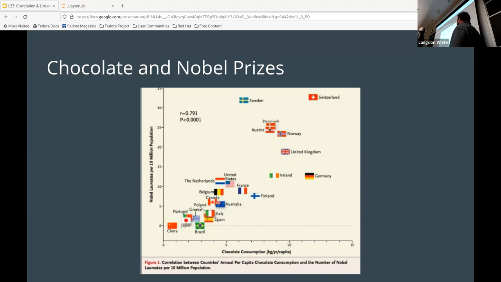Unsurprising. There's a correlation, but it's not causal. It may be true, you may be able to predict it, but it's certainly not causal. So just be careful of those two. And of course, be careful of the Swiss offering chocolates, unless you want a Nobel Prize.